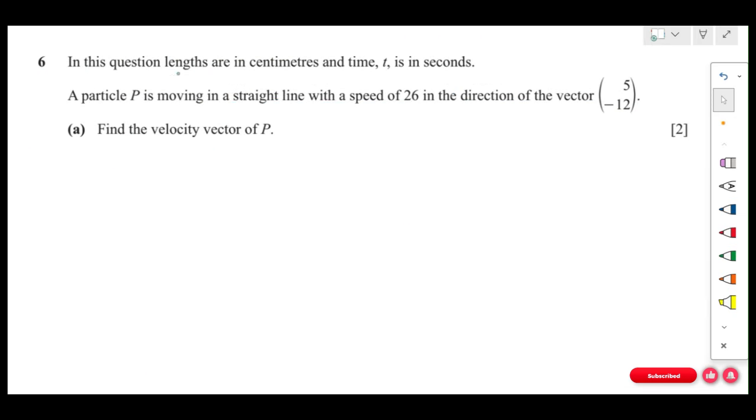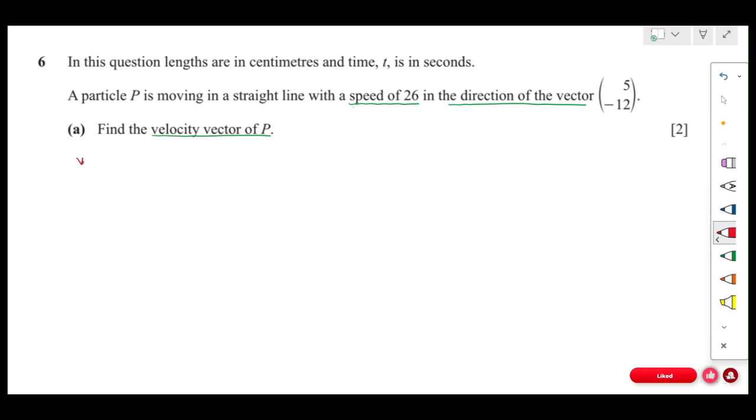Question number 6. In this question, lengths are in centimeters and time t is in seconds. A particle P is moving in a straight line with speed 26 and in the direction of the vector (5, -12). Part A, find the velocity vector of particle P. Since the particle is moving in a straight line, the speed is given and the direction vector is given. We need to solve for the velocity vector.